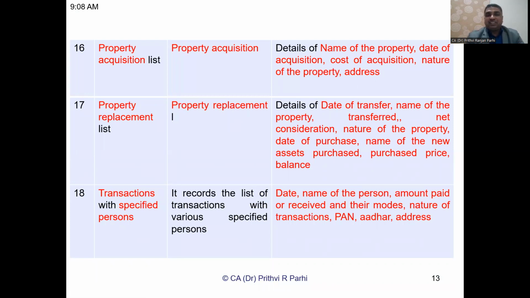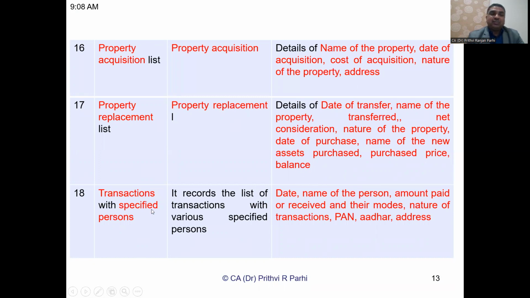Property replacement list: date of transfer, name of the property transferred, net consideration, nature of property, date of purchase, name of the new asset purchased, purchase price, and balance.